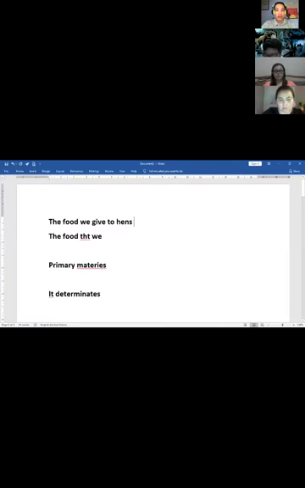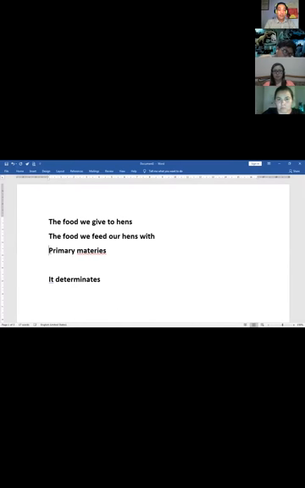Excellent. I like that. Hey, Gabriel, let me help you really quick. The food we give to hens, or the food we feed our hens with, you have both options, okay? That's an important point to consider. Primary matrix, okay? You have to say raw materials. Materias primas, raw materials. Teacher, raw is not crudo, teacher. Yes, that's crudo, okay? But that's the way you say materia prima, raw materials, pluralizing. Okay.